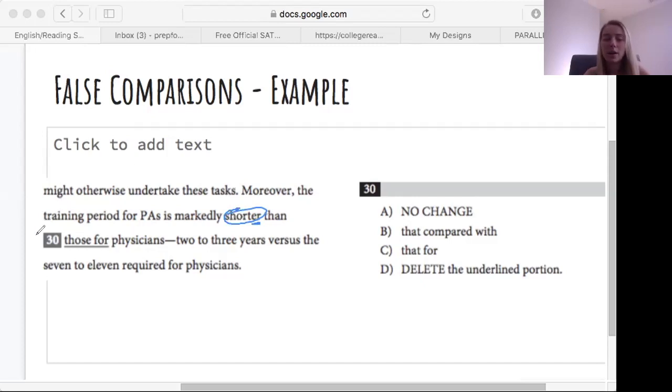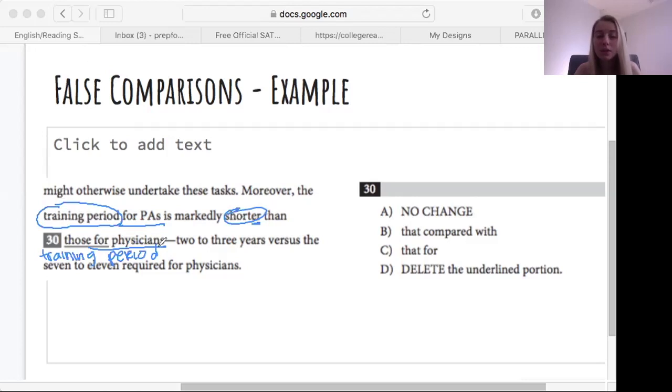Now, what am I comparing? Well, I'm comparing the training period of the PAs versus the training period for the physicians. So notice there, it's the training period versus the training period. Once we have the training period compared to the training period, let me see if I have the training period for physicians. I look through, and obviously that's not there. So now I say, okay, what else could it be? Could it be that? Could it be those?